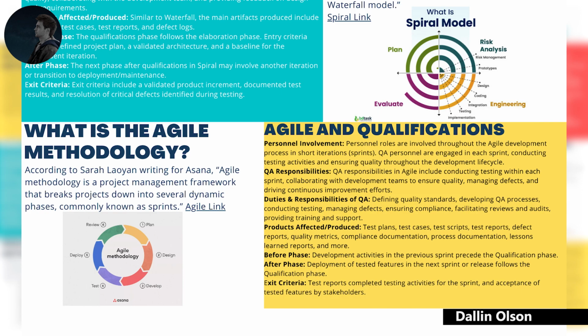Some of the products and artifacts affected or produced include test plans, test cases, test scripts, test reports, defect reports, quality metrics, compliance documentation, process documentation, lessons learned reports, and more. The before phase includes development activities in the previous sprint, which precede the qualification phase. For the after phase, deployment of tested features in the next sprint or release follows the qualification phase. The exit criteria include test reports completed, testing activities for the sprint, and acceptance of tested features by stakeholders.